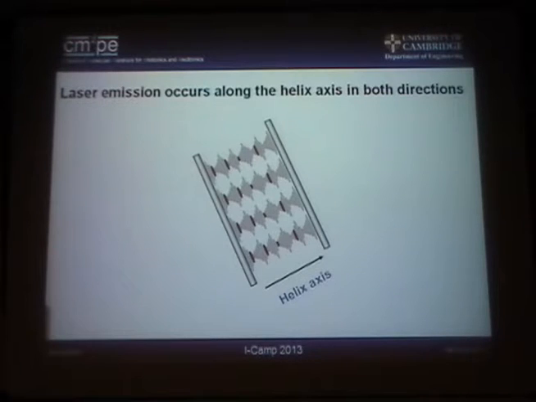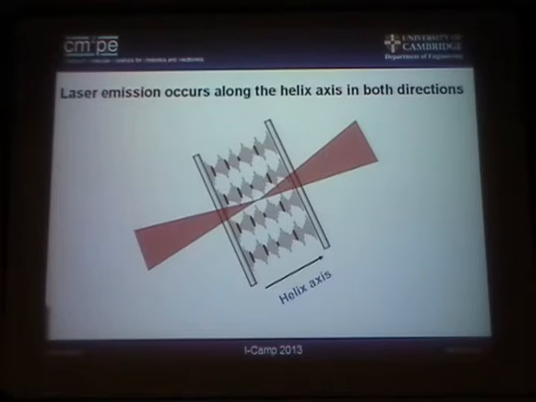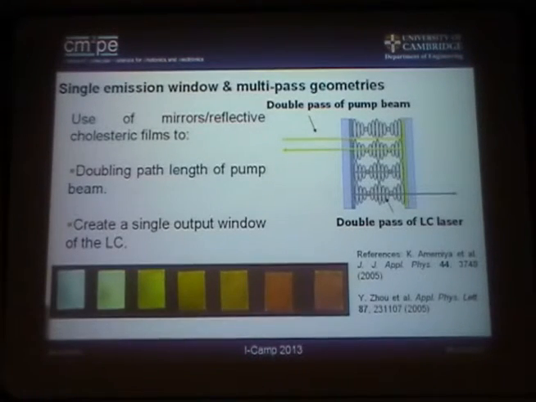Now, one of the things we said is that laser emission in these structures occurs along the helix in both directions, so you have emission in both exit windows of your liquid crystal cell, which is a bit wasteful. So one thing you can do is to engineer in mirrors and have what's called a single emission window. You can do this in a number of different ways. You can have mirrors, or reflective polystyrene films like this that we prepared for different colours. So you get a double pass of the pump beam, which improves the pumping efficiency of your liquid crystal laser, and you also get a double pass of the LC laser, so you get one single emission window.